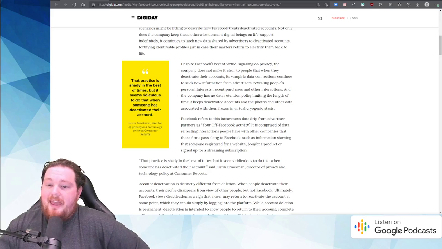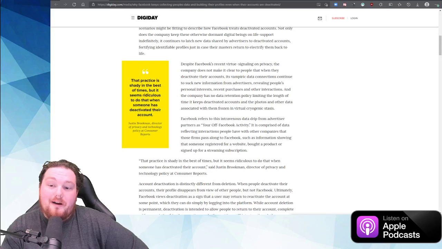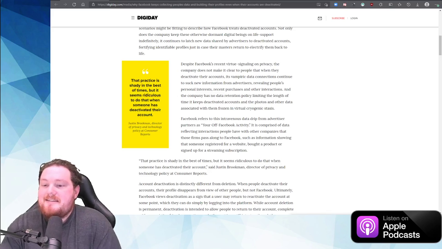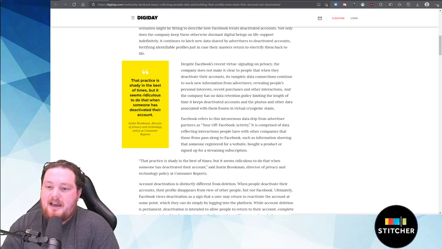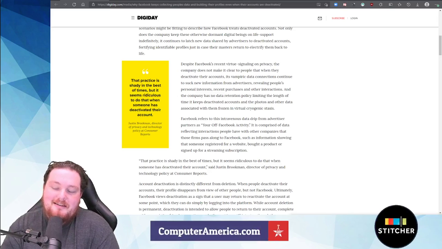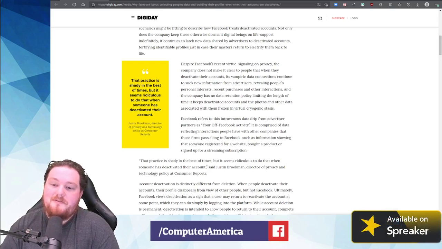Now, they have someone named Bennett Cyphers, a staff technologist at the digital privacy advocacy organization EFF, who says that Facebook should consider automatically suspending data collection tied to deactivated accounts. Saying, quote, it should be a clear signal that the person does not want them to collect and monetize data about them. But of course, Facebook declined to provide any comments on the record for the story.